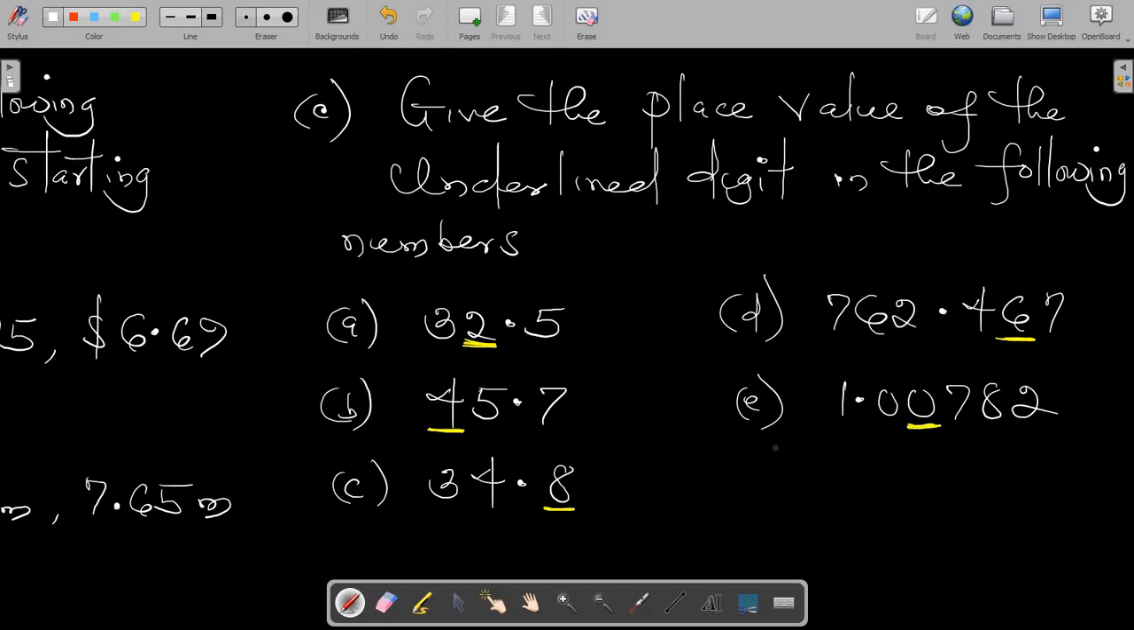The last question for today's class, we have F, which is 7.071. Here I'm underlining 1. So we have come to the end of today's class.